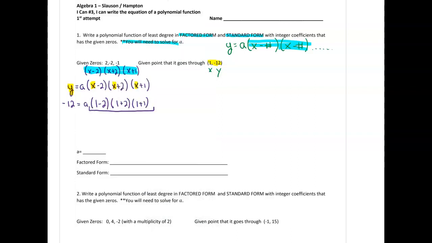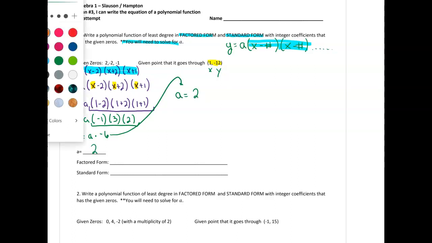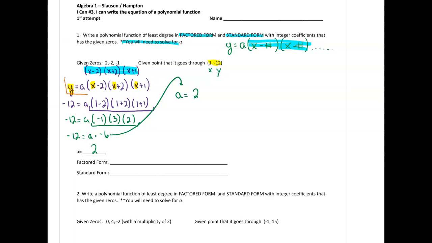So what ends up happening is that I'll have the -12 with my a. 1 minus 2 is -1, 1 plus 2 is 3, 1 plus 1 is 2, and then I'll just multiply those. And when I multiply those three numbers in parentheses, I do get a -6. And so to get a by itself, I just need to move that -6 by dividing, and I learned that a is 2.